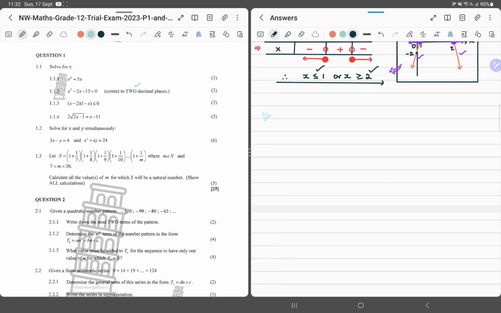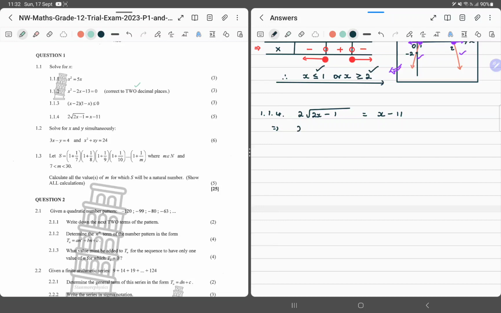Now let's get to this next question. 1.1.4. We are given 2 times the square root of 2x minus 1 is equal to x minus 11.